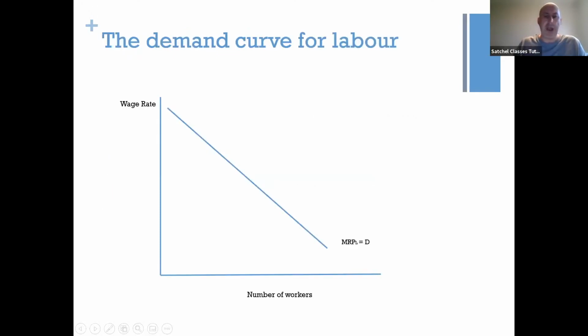So a recap of how the demand curve for labour is formed. This is the marginal revenue product for labour, and that equals the demand curve. Basically, employers will employ labour up to the point where it makes them a profit. Now we're assuming here that capital is fixed, so we can employ more labour, but as we employ more labour, they get less productive because we're not employing any more capital.